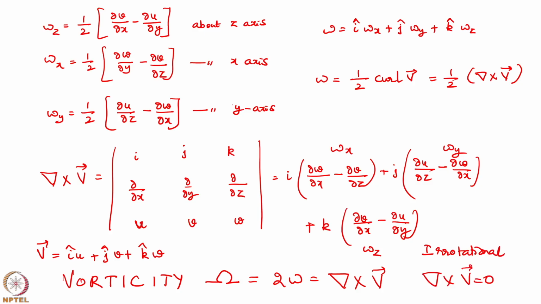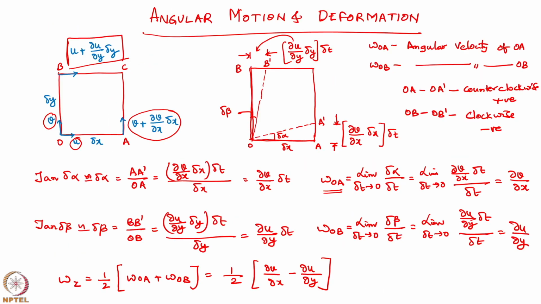So now the angular deformation, what happens to the angular motion? If you go back, you had this delta alpha and delta beta. Delta alpha and delta beta is the angular deformation which has occurred. So the shear strain delta gamma is equal to delta alpha plus delta beta. Let us write this: shearing strain delta gamma is equal to delta alpha plus delta beta.